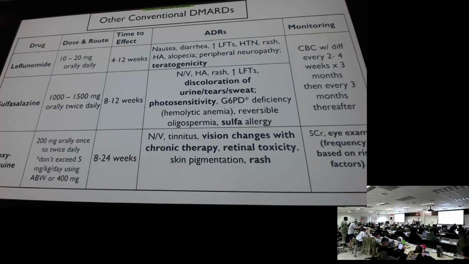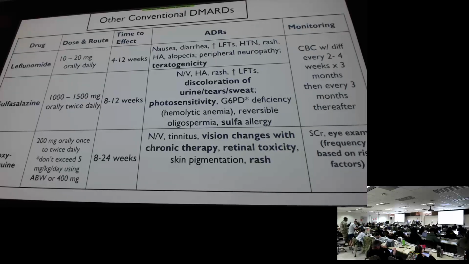So here's your chart. We talked at length about methotrexate. These are the other conventional DMARDs, or traditional, if you will. There's a couple of things to know. The first one on the list, leflunomide, is an alternative to methotrexate. You still have to monitor the LFTs. Know that it is also teratogenic. The monitoring is pretty much the same for all of them.